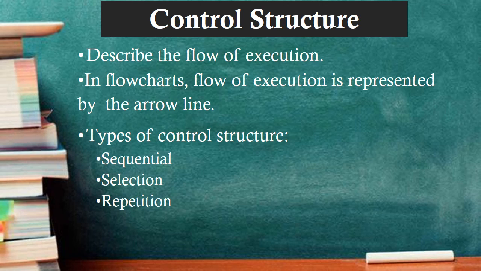Then you can see we have three main types or categories of control structures. The first one is sequential, in which the statements are in a sequential order, a step-by-step procedure to solve a problem. The second one is selection, in which we have to follow a condition. And the third one is repetition, where we repeat a set of instructions for a specific time period.